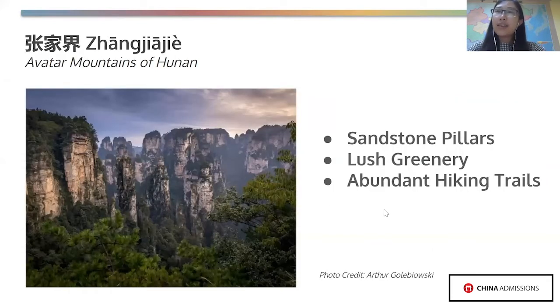Here you go. I think you guys are familiar with those views. A famous movie, Avatar, I think was shot here for several scenes at least. It's very beautiful. There are a lot of abundant hiking trails, so you can spend like 1 week there, just enjoy the lush greenery and hiking there. Zhangjiajie is in Hunan province. Hunan is in southern China.